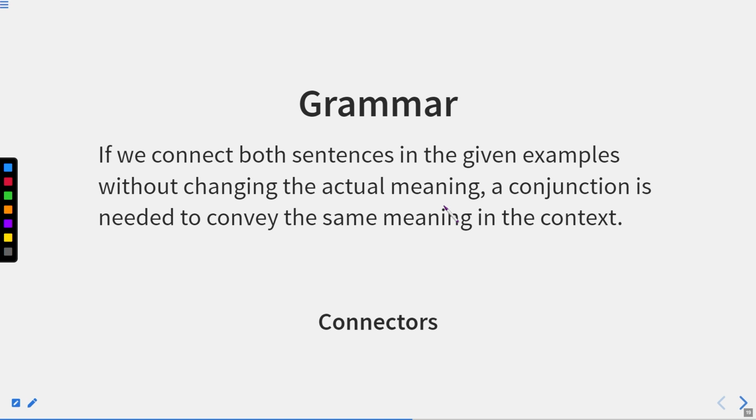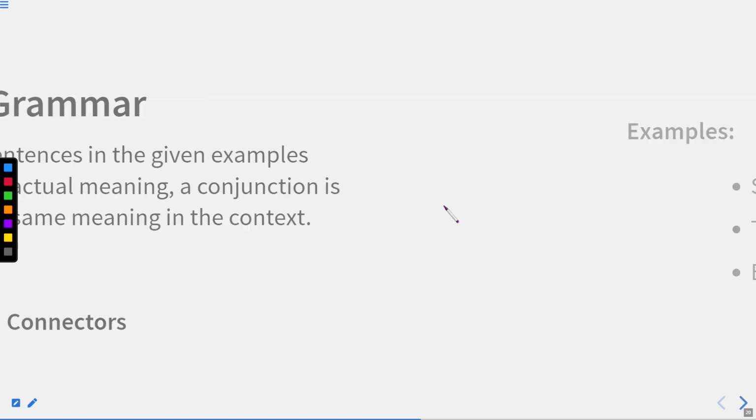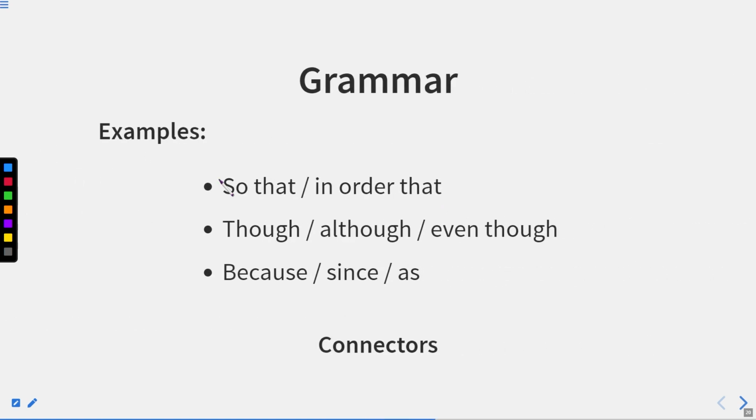Now the concept comes. If we connect both sentences in the given examples without changing the actual meaning, a conjunction is needed to convey the same meaning in the context. It means when we have two sentences and we want to join those two sentences together with the help of a conjunction, but we don't want to change the meaning or the structure of the sentence, we can have conjunctions like these. Now these words are conjunctions.